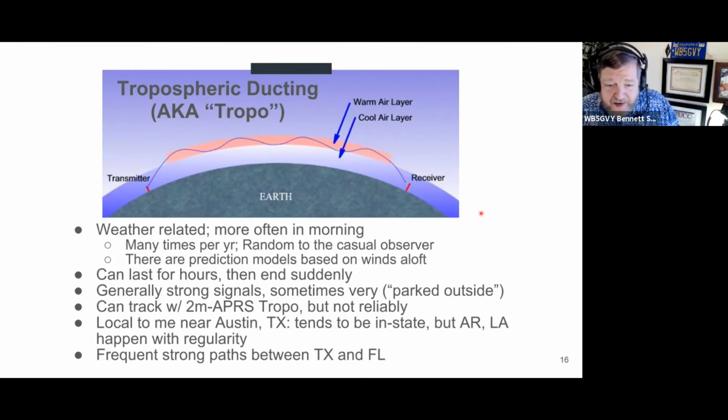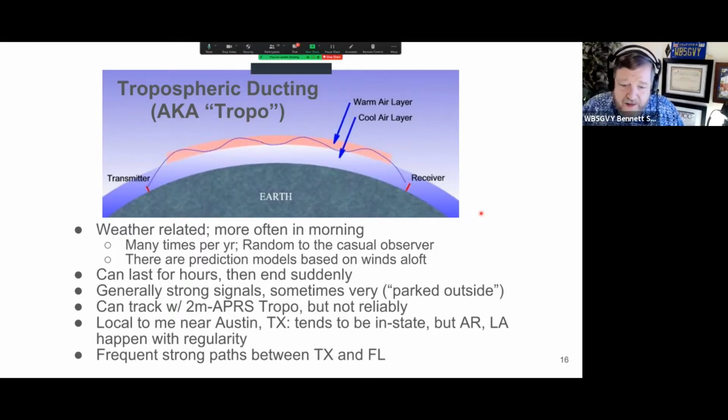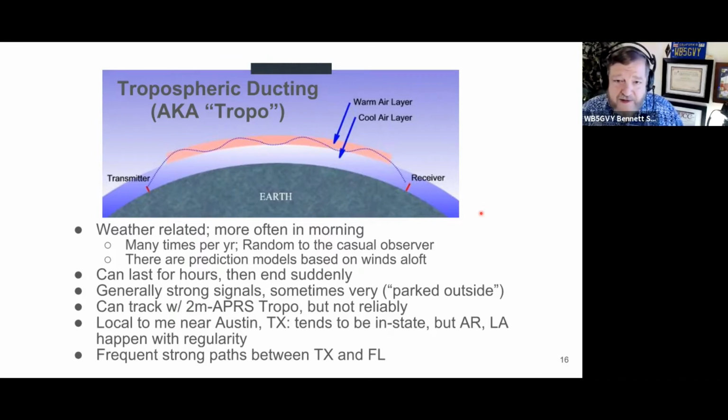Tropo can last for hours, but then it can end just as suddenly. It often has very strong signals. Literally, you would think that the guy you're talking to is parked outside. It tends to be much stronger than sporadic E, although sporadic E can be good, strong as well.